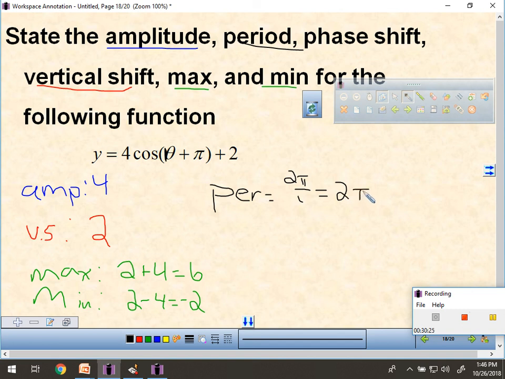And then finally, for the phase shift, the formula for phase shift is -c over k. So I'm going to have to put it in here in black. So for my phase shift, that is -c over k. In this problem, my value for c is pi. So I'd have -pi over 1, which means my phase shift would be -pi. And that would be the answer for that one as well. And that covers everything for review for right now.